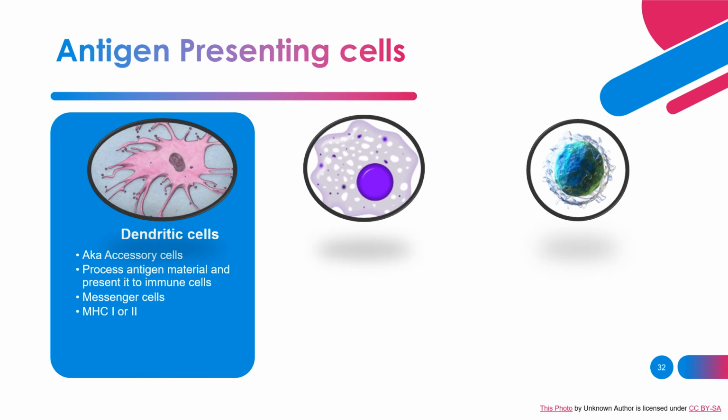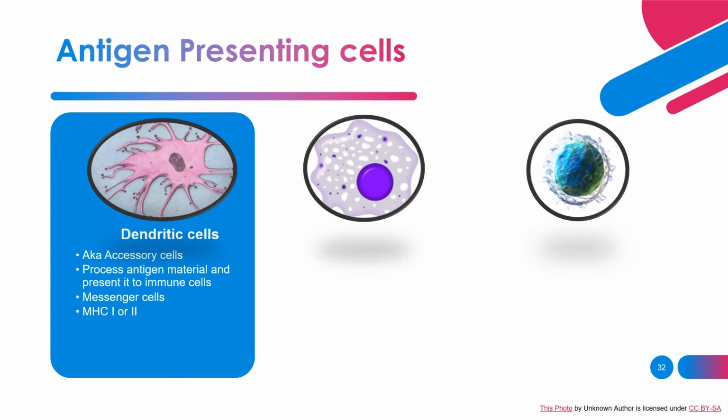So the first one is the dendritic cell. Now, dendritic cells are also known as accessory cells. Their main function is to process the antigen material and to present it on the cell surface so that T cells of the immune cells will be warned. Now, they act as messengers between the innate and the adaptive immune system.